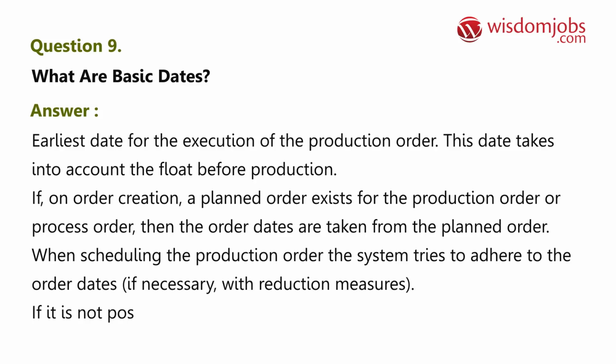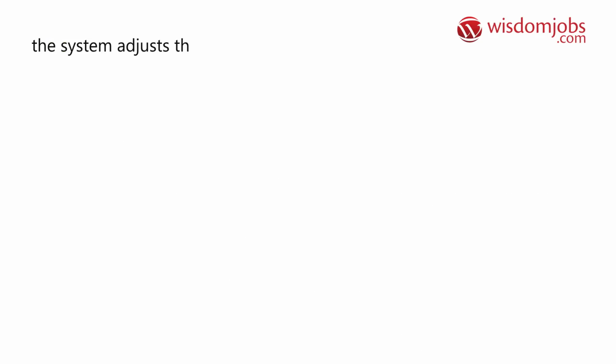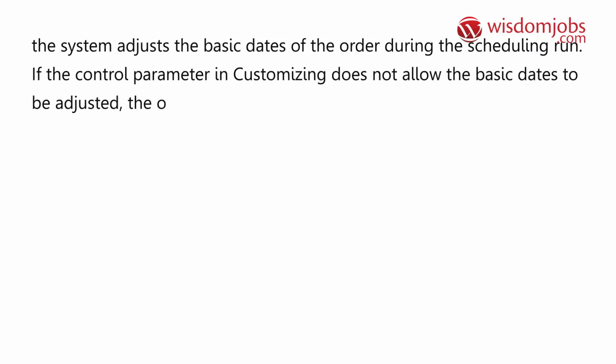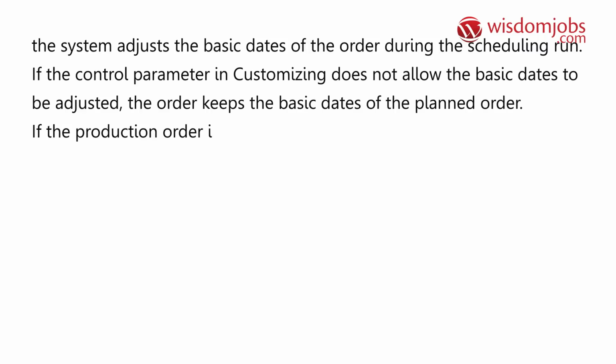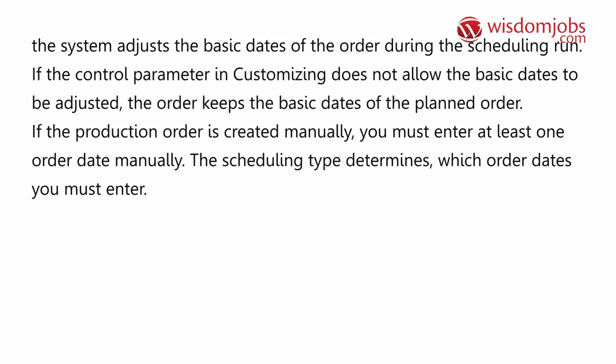If it is not possible to adhere to the basic dates and if the control parameter in customizing allows the basic dates to be adjusted, the system adjusts the basic dates of the order during the scheduling run. If the control parameter in customizing does not allow the basic dates to be adjusted, the order keeps the basic dates of the planned order. If the production order is created manually, you must enter at least one order date manually. The scheduling type determines which order dates you must enter.